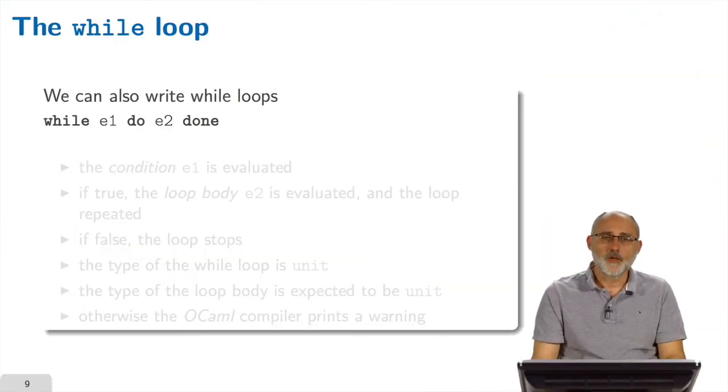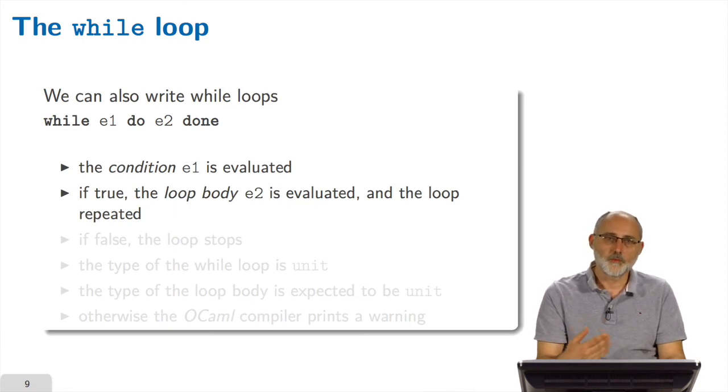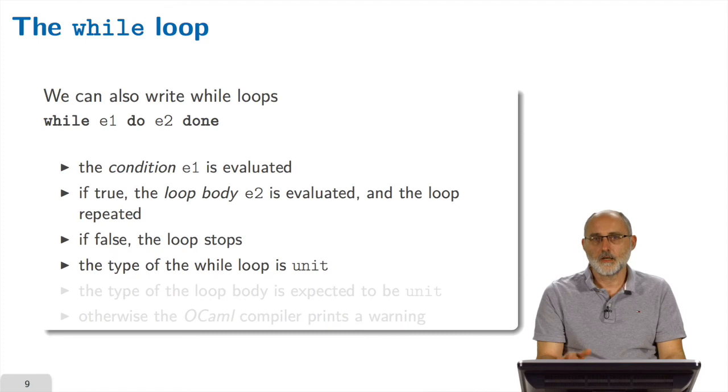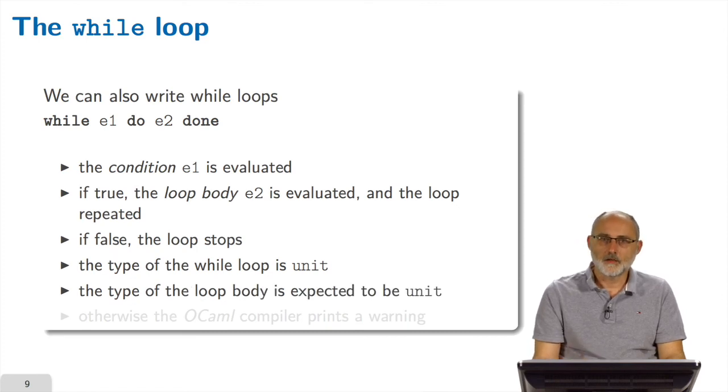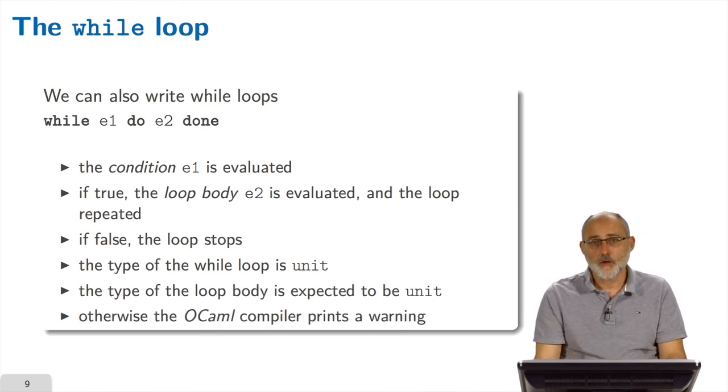And finally, we can also write while loops. The typical form is something like this. So we have while the condition do, the body of the loop, done. So what happens is the condition E1 is evaluated. If it is true, then the loop body E2 is evaluated and the loop repeated again. If the condition is false, then the loop stops. The type of the while loop again is unit, and again here also the loop body is expected to be of type unit, otherwise you get a warning.